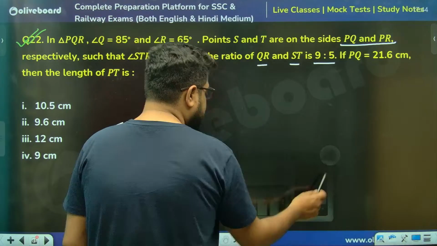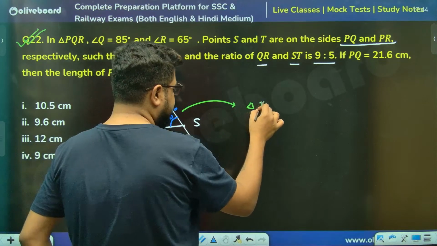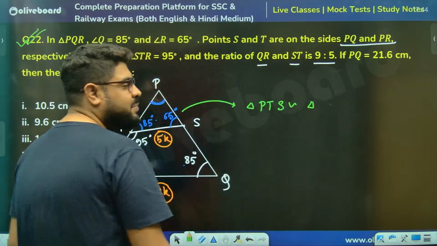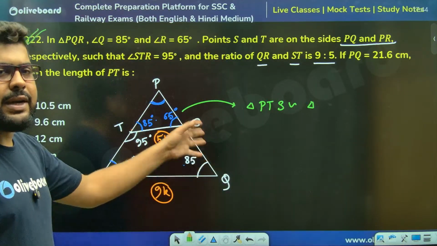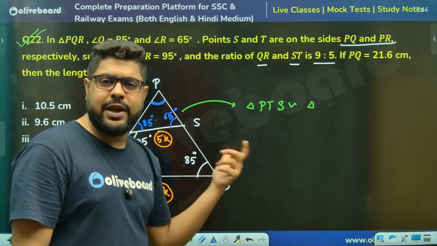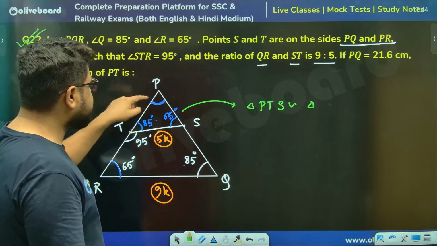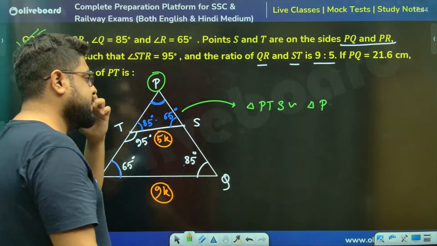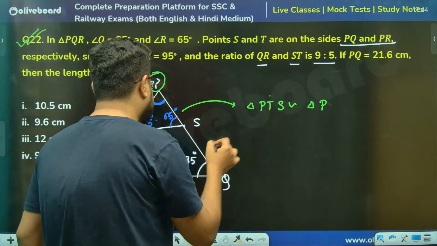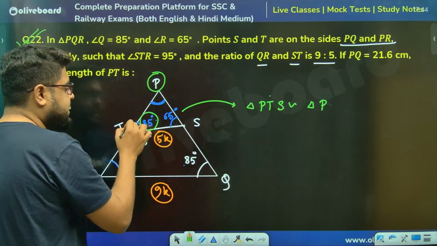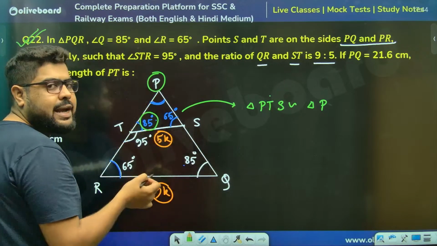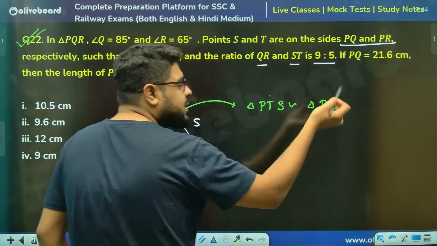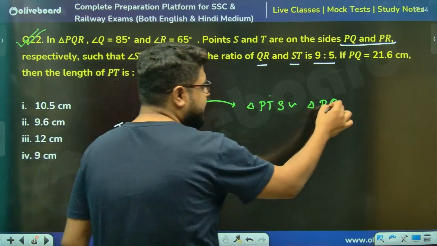So let's take PTS, the smaller triangle I've taken. Why? Because I will write the bigger one in that ratio. The angles should be equal. So angle P in the smaller triangle is equal to angle P in the bigger triangle, because this is the common angle. Next is T, which means this 85 degree angle. In the bigger triangle, which angle is 85? Q is 85. So it is Q. And the third one I don't need to write, because whatever is remaining will be this.